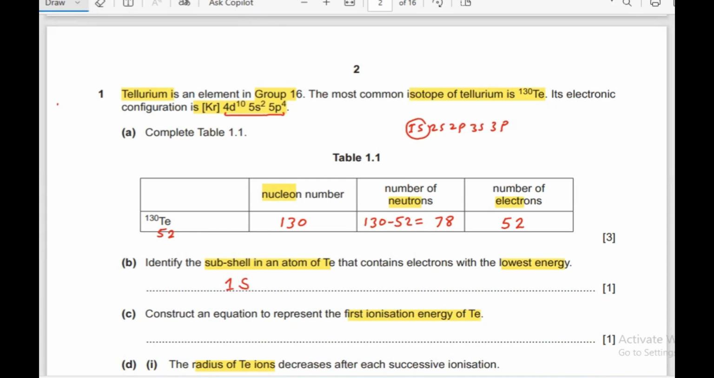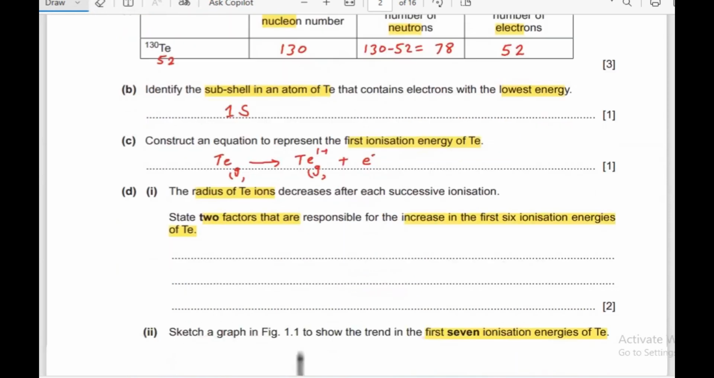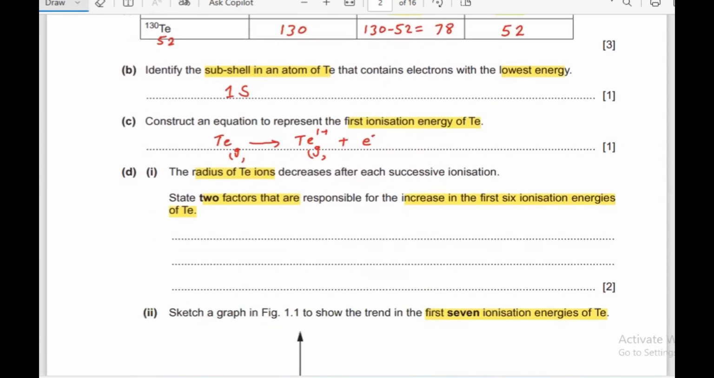Construct an equation to represent the first ionization energy of tellurium. Ionization energy is the minimum amount of energy required to remove 1 mole of electrons from 1 mole of gaseous atoms to make 1 mole of gaseous 1+ cations. So the atom and the cation must be in the gaseous form. Then the radius of tellurium ions decreases after each successive ionization.